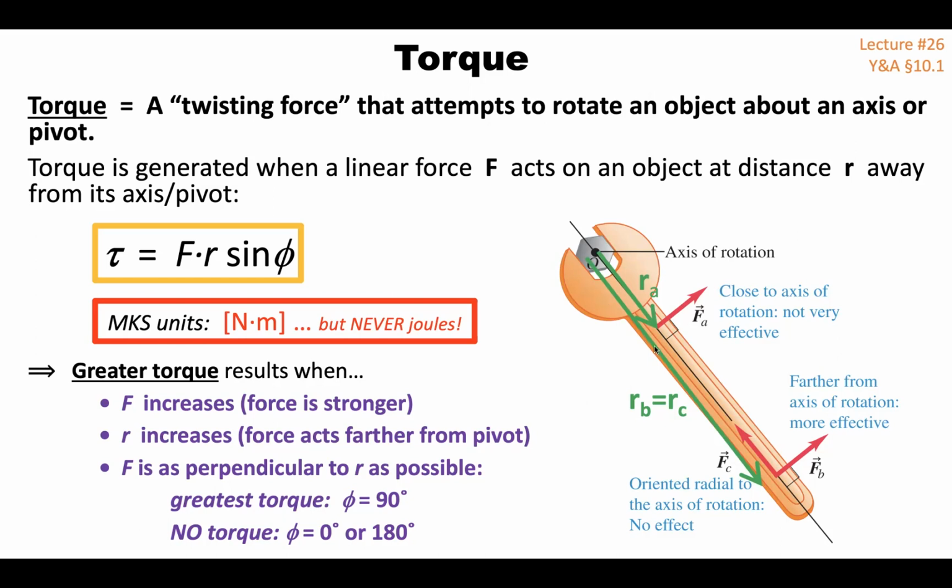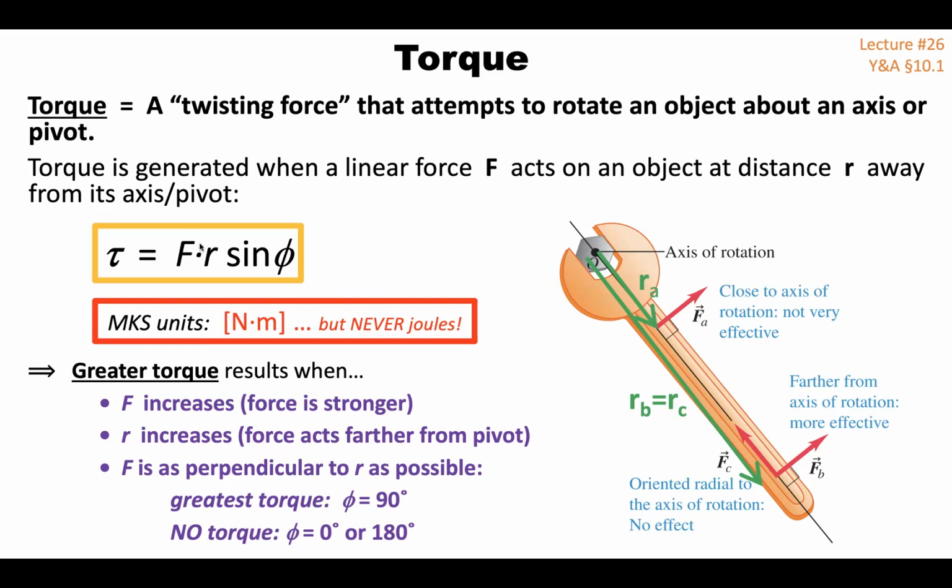So again, if we think about pushing on a door, if you push as perpendicular as possible to the door itself, then because the vector r runs along the door, from the hinges along the door to the handle, you will get the greatest possible torque.